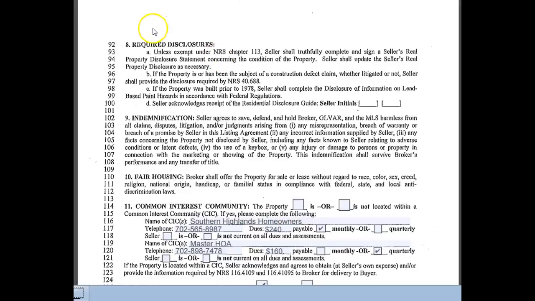Realty One Group's howtodorealestate.com listing agreement, page 3.